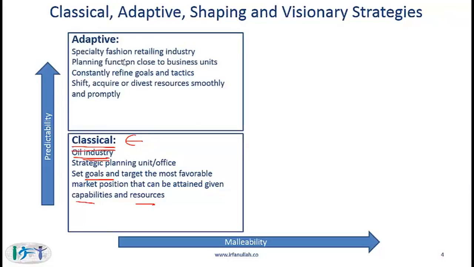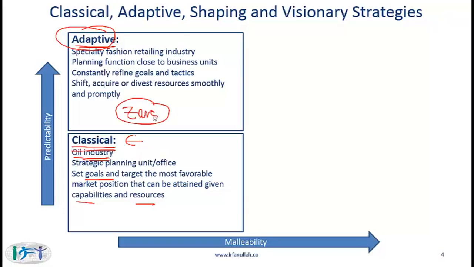Next, we look at the adaptive strategy. An example of where this would be used is the specialty fashion retailing industry. The curriculum gives an example of a Spanish company called Zara, or I'm not sure exactly how this would be pronounced, but that is how it is written.